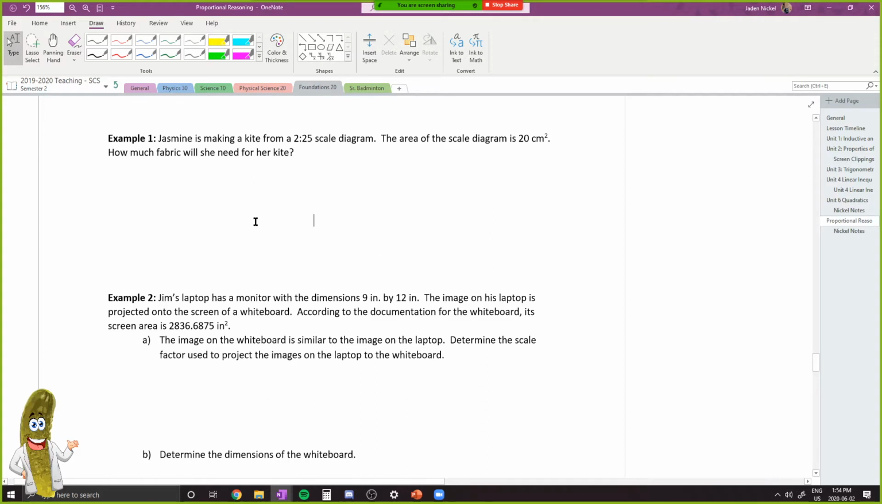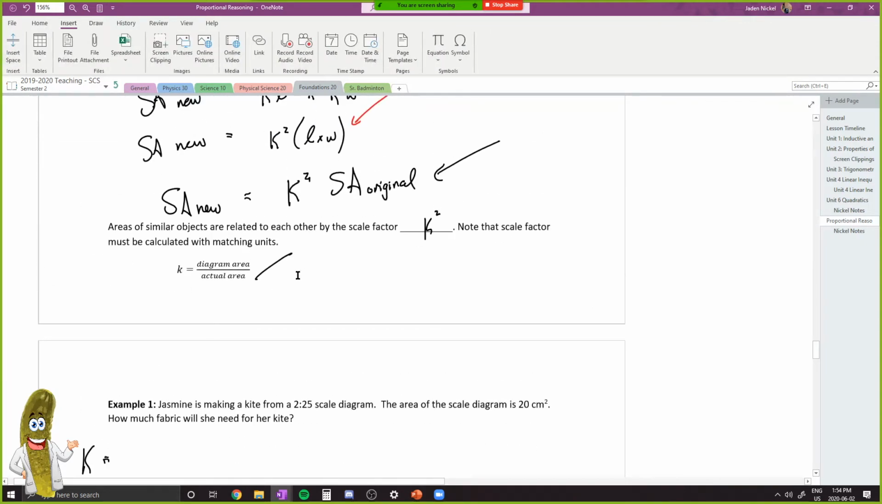Okay, so back to questions that look like what we did yesterday. Jasmine is making a kite from a 2 to 25 scale diagram. The area of the scale diagram is 20 centimeters squared. How much fabric will she need for her kite? The first thing I want to do is figure out K, and I'm going to do so using this above formula here.